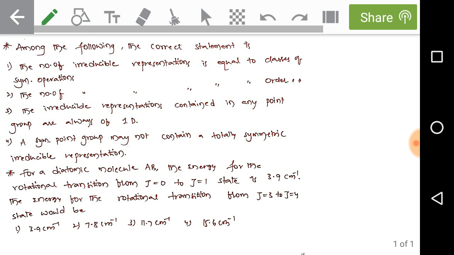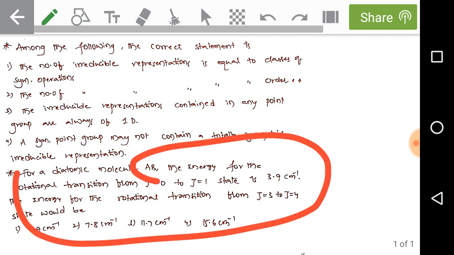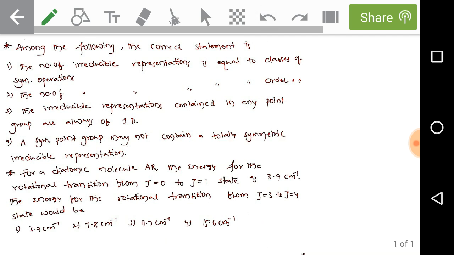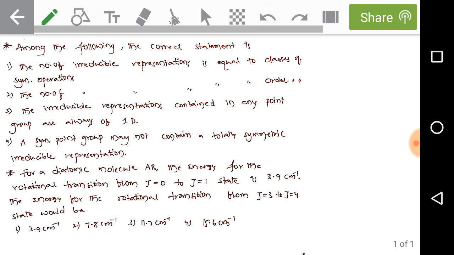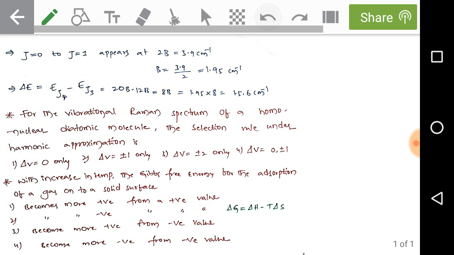Next one, for a diatomic molecule AB, the energy for the rotational transition from J equals 0 to J equals 1 state is 3.9. The energy for the rotational transition from J equals 3 to J equals 4 state would be. Now we need to consider J equals 0 to J equals 1, and that should appear at 2B equals 3.9. So from that B equals 1.95.